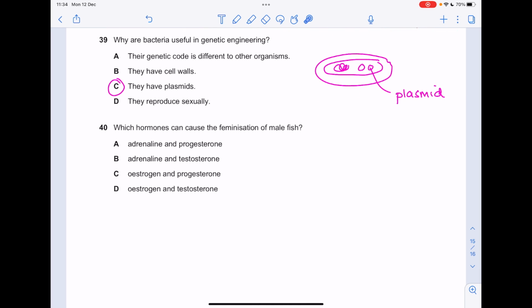Which hormones can cause the feminization of male fish? You need some female hormones in here. So that is why it's estrogen and progesterone, because remember, in the menstrual cycle, estrogen and progesterone are all to do with thickening the uterus lining. Obviously, I'm not really talking about that here, we're talking about fish, but you are really looking for some very female-oriented hormones here.